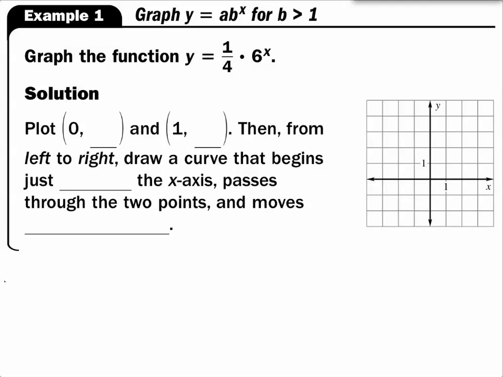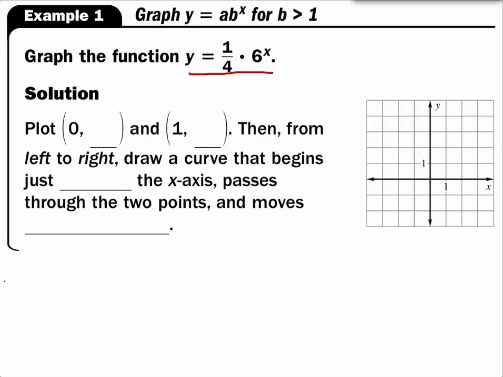We have before us example 1, where we're meant to graph this exponential function. Now, this has changed a little bit from the box on the bottom because our function is y equals 1/4 times 6 to the x. So we're now multiplying by a factor. We'll want to be a little bit careful here.